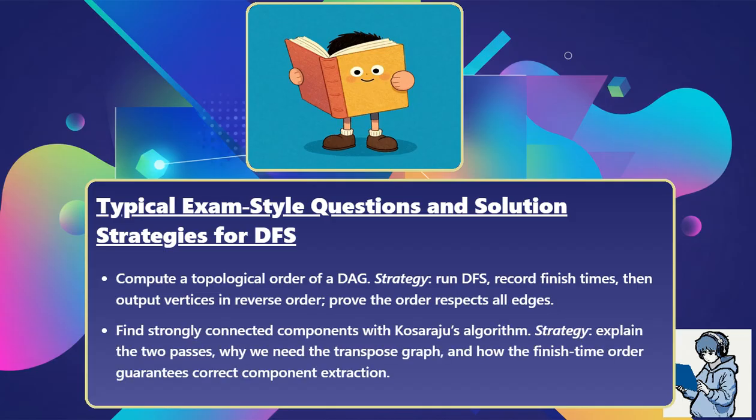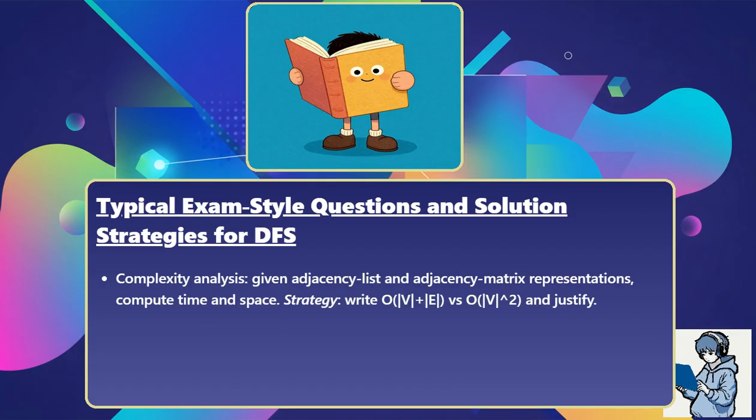Find strongly connected components with Kosaraju's algorithm. Strategy: explain the 2 passes, why we need the transpose graph, and how the finish time order guarantees correct component extraction. Complexity analysis: given adjacency list and adjacency matrix representations, compute time and space. Strategy: write O(V + E) versus O(V^2) and justify.